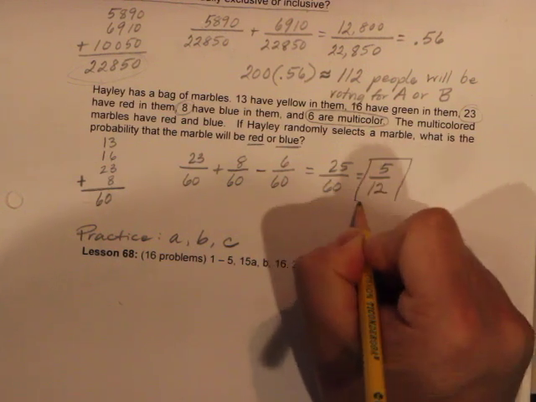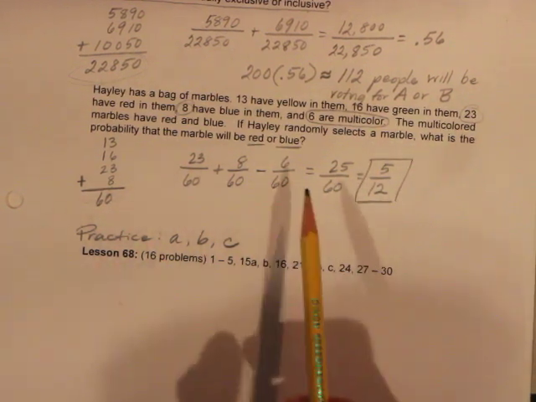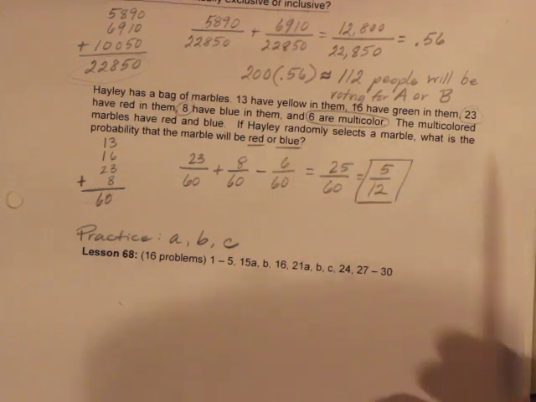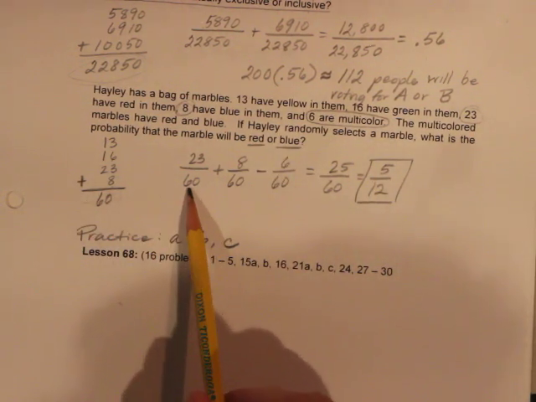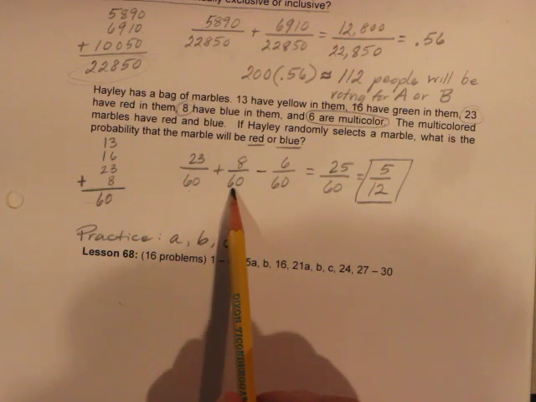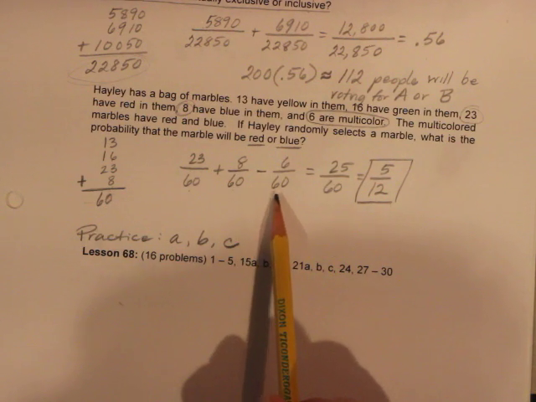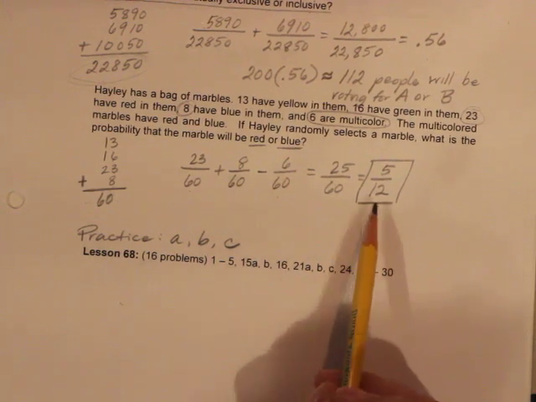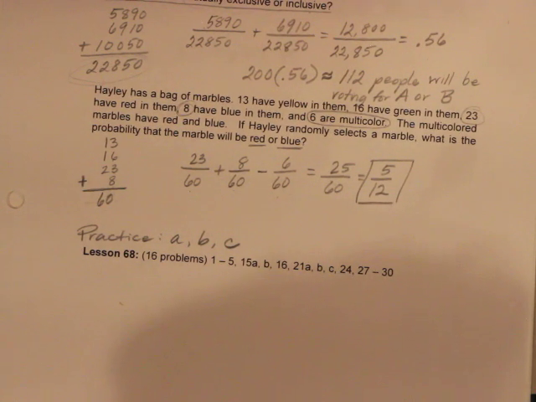The probability of Haley randomly selecting a marble and having it be red or blue involved adding the probability of drawing red to the probability of drawing blue and subtracting out the probability of drawing a multicolored marble, which includes that red or blue. So altogether, she has a 5 in 12 chance, once I reduce that fraction, of drawing either red or blue.